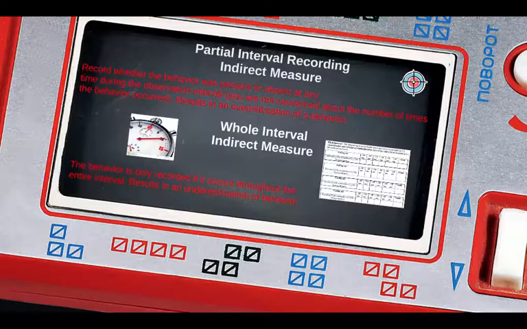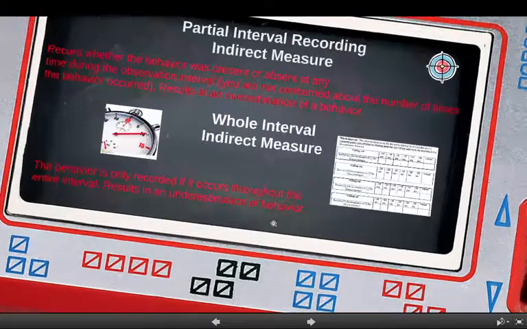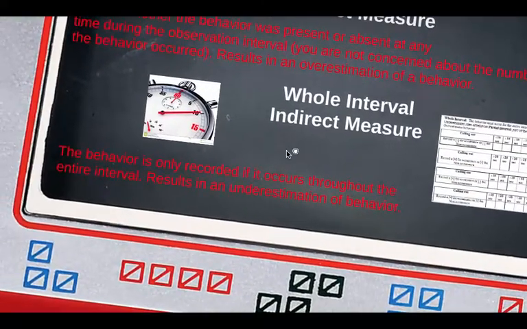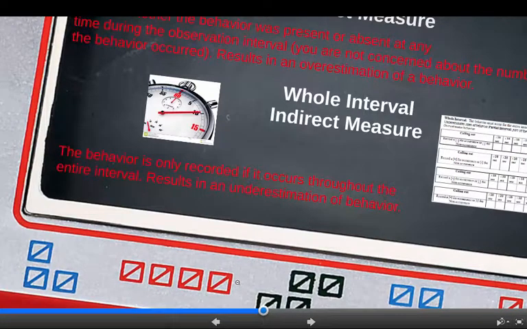This is also an indirect measure. So in this system, the behavior is only recorded if it occurs throughout the entire interval. Okay, so now this is different, isn't it? With partial interval, I just had to see a little bit of the behavior, and I gave you credit. But for the whole interval, I need to see the behavior during the entire time.